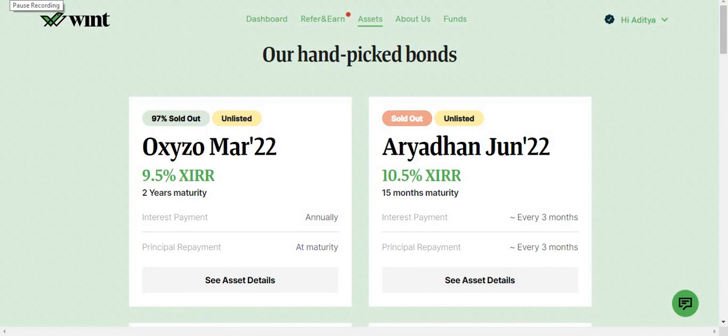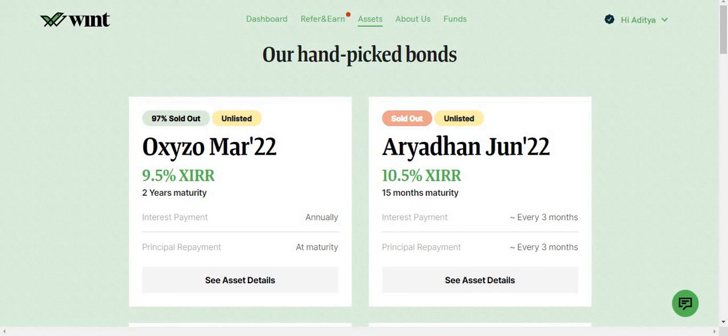So everyone must have heard about WintWealth. It's basically a platform where you can invest in corporate bonds. Typically, bond sizes are around some lakhs, which is very difficult for a retail investor like you and me to invest.